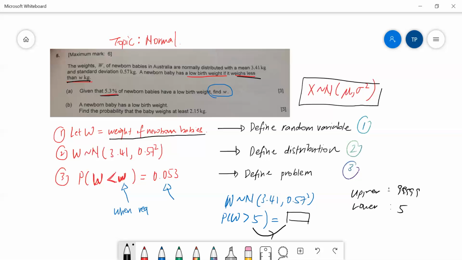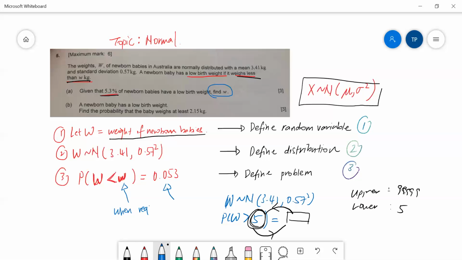So from here you use normal CDF to find the probability. But now what we want to find is this number over here. So we are trying to reverse the process. That's why we are using inverse norm. Usually when we use normal CDF, we are trying to find the probability, but now the probability is given to us. We are going backwards right now. That's why we are using inverse norm.